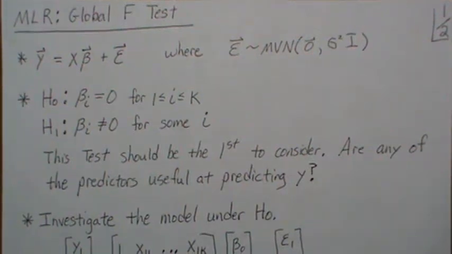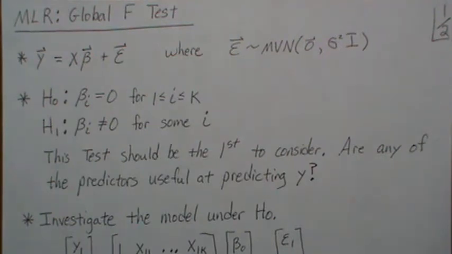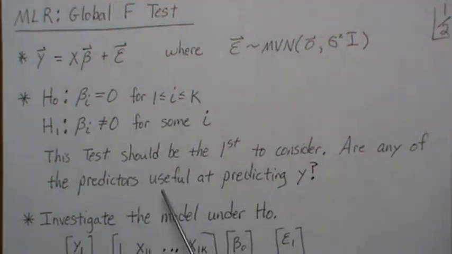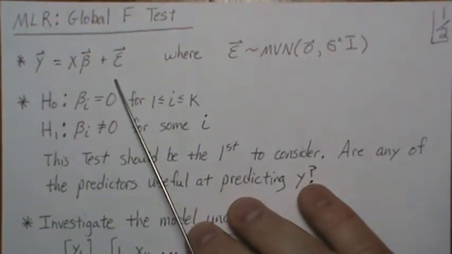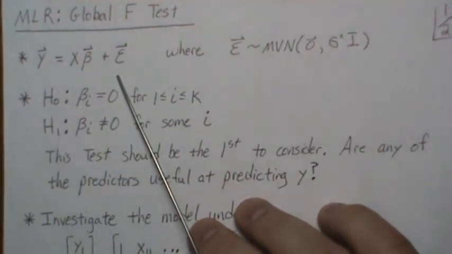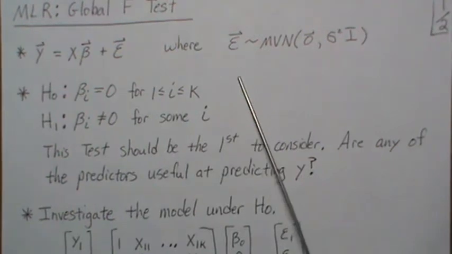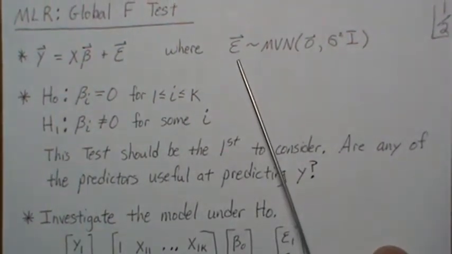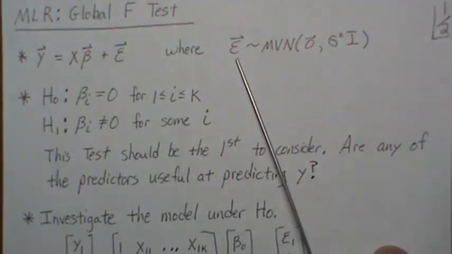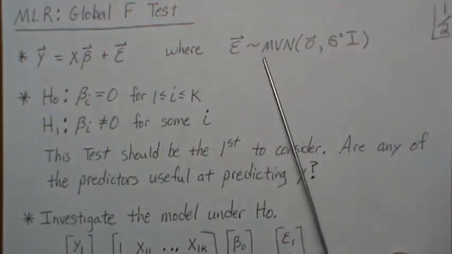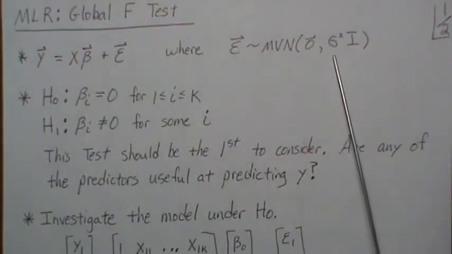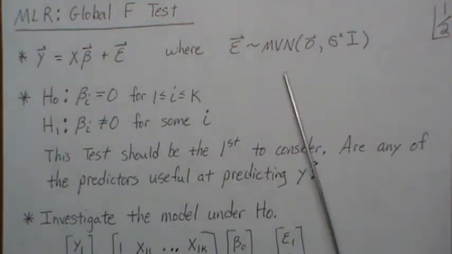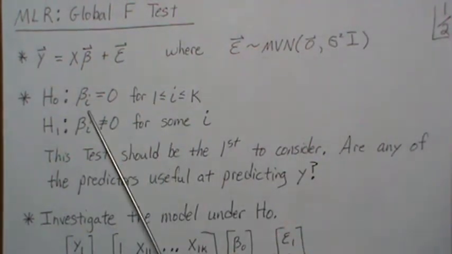Hello, in this video we're in the multiple linear regression setting and we're going to look at the global F-test in this model. So our model is y equals X beta plus some error, and since we're going to do a test we have to assume some distributional properties. The normal assumptions are that the epsilons are multivariate normal with mean vector 0 and variance-covariance matrix sigma squared I. And the global F-test is this.